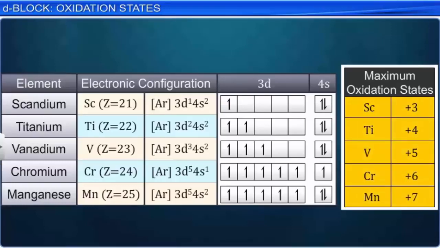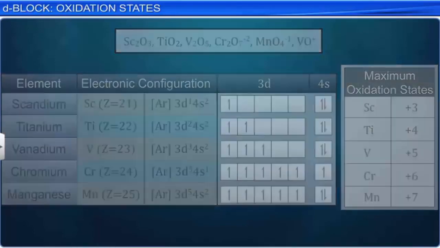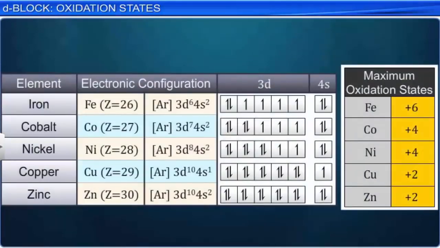The maximum oxidation states of the elements after manganese are not at all related to their electronic configurations. For example, cobalt shows only +2 and +3 stable oxidation states.